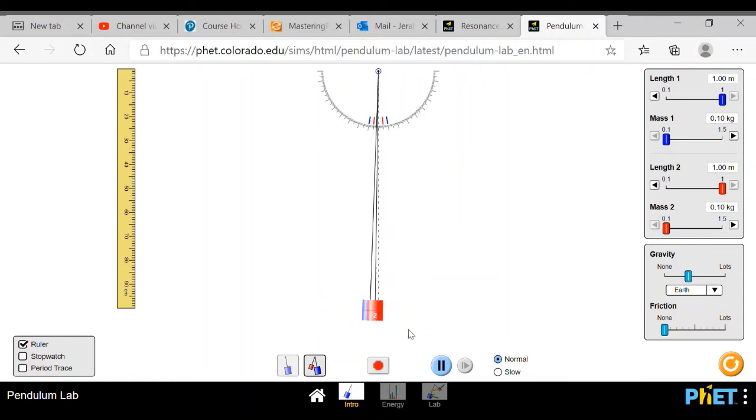That is, they both get to the right side and stop at the same time, and they both move to the left side and stop at the same time. Therefore, they both have the exact same period and the exact same frequency of oscillation. So this is one way of showing that the amount of amplitude does not affect the frequency of oscillation.